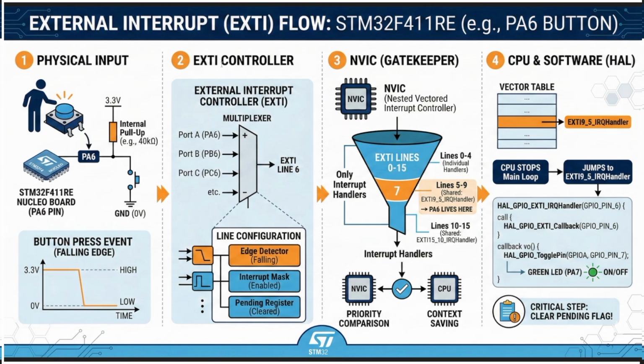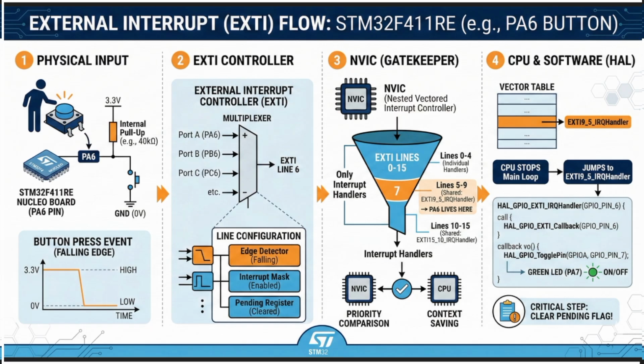We'll move to the next stage, and that is the external controller. In this external controller, it is going to do three things. The first thing it's going to do is map these pins to specific external interrupt lines. Generally, the STM32 F411RE has about 23 external interrupt lines. With the help of this multiplexer, we are going to map pins PA6, PB6, and PC6 to this external interrupt line.